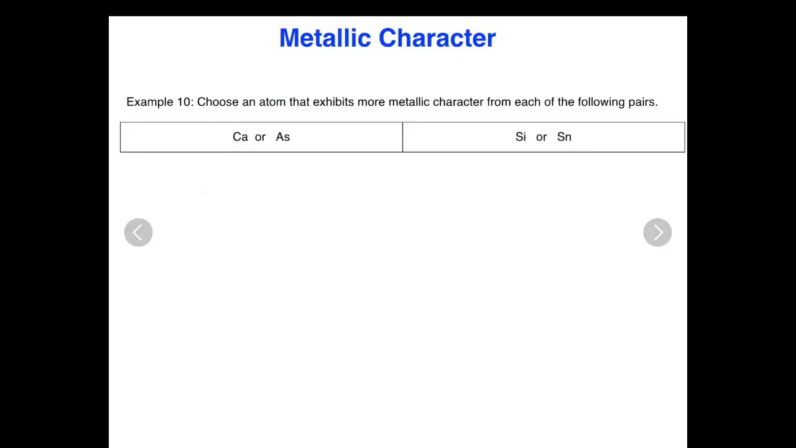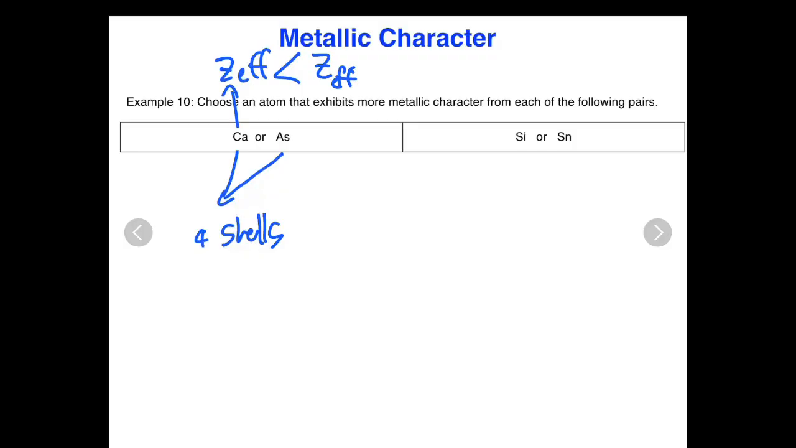So calcium and arsenic have the same number of shells. If you're looking at these two, they contain 4 shells. But calcium is on the left side and arsenic is on the right side. So calcium is going to have a lower effective nuclear charge, right, than arsenic.